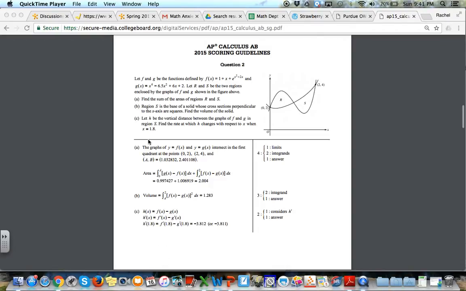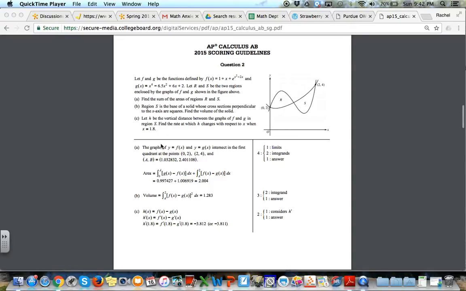Then for C, you're finding h is the distance between f and g in this region. Find the rate at which h is changing. So the rate is the derivative. So you have to define h as f minus g. So you define h by what you were given. Then you say, well, I'm going to have to find the derivative. I get that from the word rate. So h prime is going to equal the two functions separately with their derivative and subtracted.